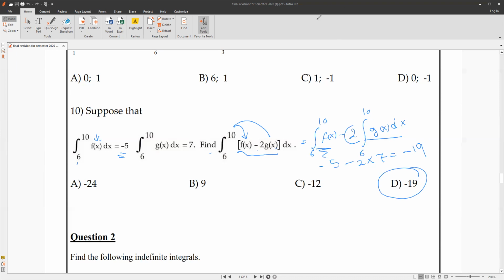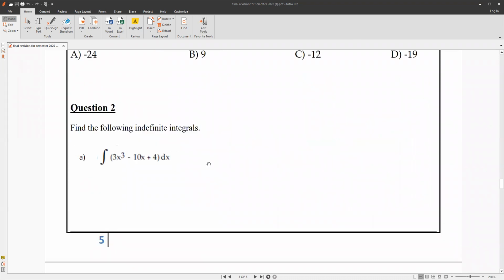I think so. Just apply the rule. I know the definite integral of a sum or difference of two functions will be the definite integral of the first minus the definite integral of the second, or the definite integral of the first plus the definite integral of the second. Please revise the properties of the definite integral as I explained before in the recorded session. Okay. Let's solve the last one in page 5.